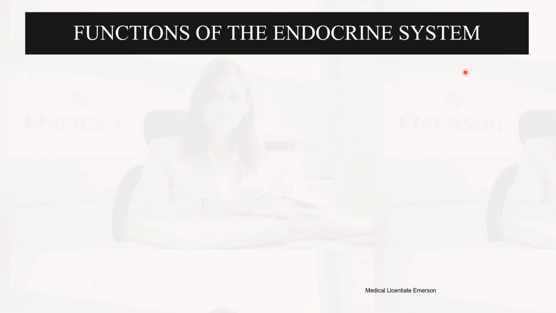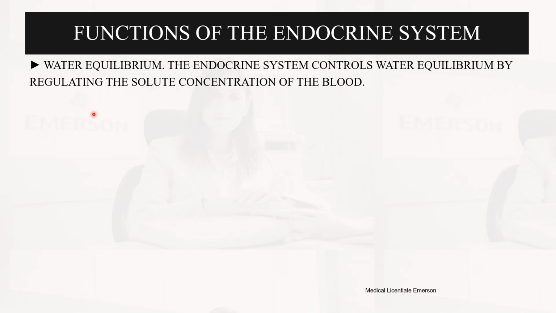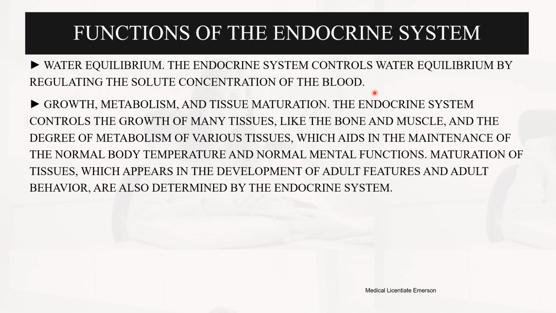Okay, then the functions. Let's talk about the functions now. So the first function is water equilibrium. So the endocrine system controls water equilibrium by regulating the solute concentration of the blood. Then the other function is growth, metabolism, and tissue maturation. So these are the three other functions.